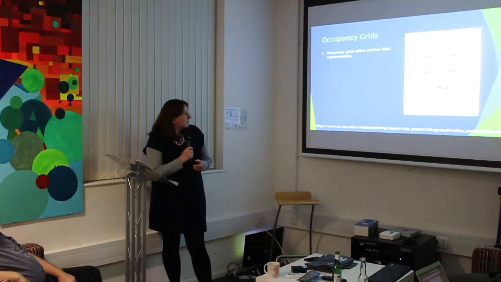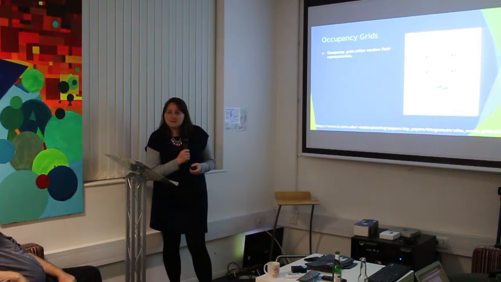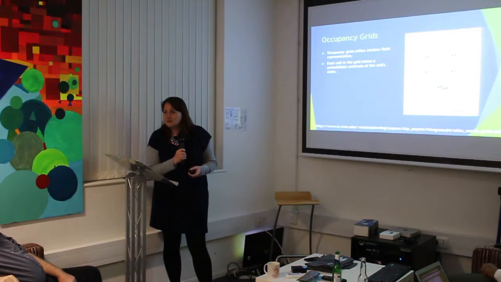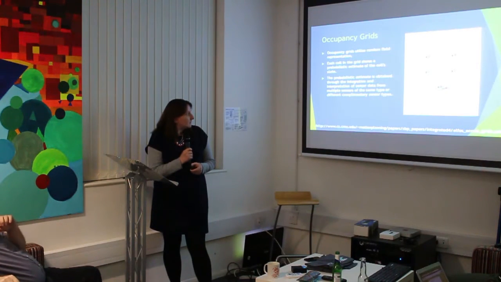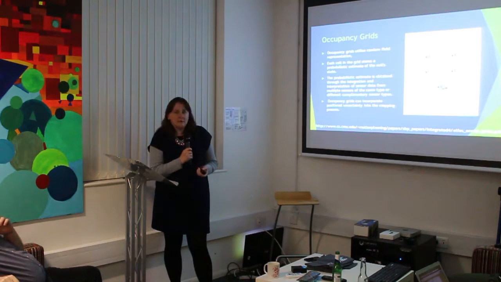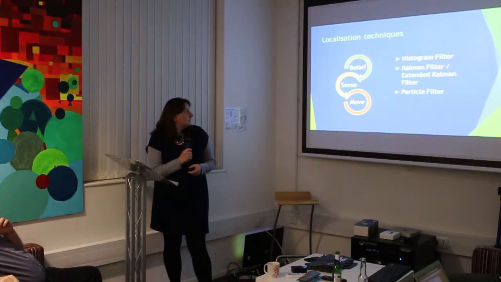For occupancy grids, we use a thing called random field representation. Everything is probabilistic. We're taking a whole load of sensor data and asking, what's the chance there is actually something there? And then we map things on. And we always include the degree of uncertainty. That's really important. The other part of this is localization.